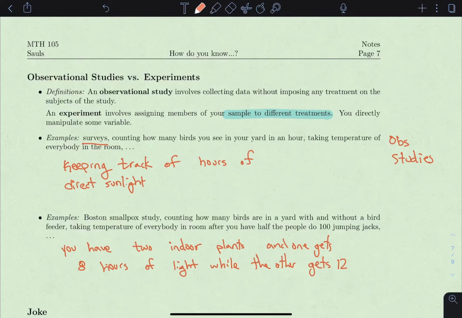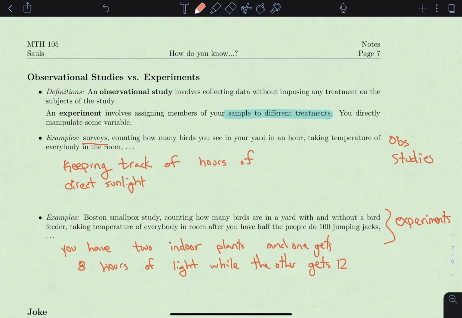So the other pieces in this list, these are experiments. So our first example was the smallpox study, where some people were getting the inoculation and some people weren't. And then the other items in this list correspond to entries in the list about observational studies.